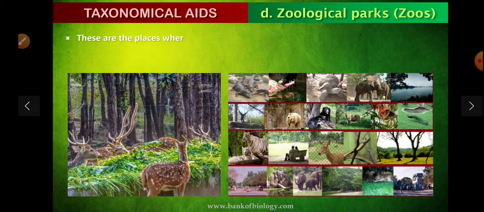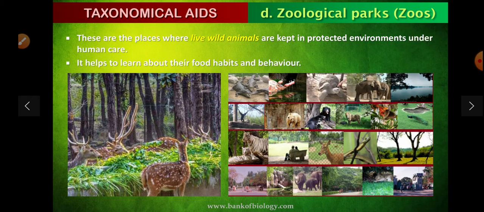Next is zoological park. You know very well that throughout India and the world it is there. These are places where wild animals are kept in a protected environment under human care. It helps to learn about their feeding habits and behavior.